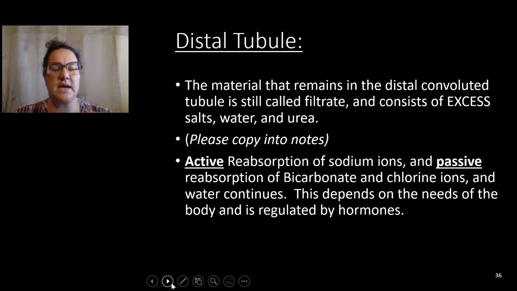Now, before the collecting duct, we have the distal tubule, which is where material that remains in the filtrate is now still excess salts, water, and urea that our body doesn't need to absorb. At this point, we can have active reabsorption of sodium ions, again, positive, and then passive reabsorption of bicarbonate and chlorine ions, and water is going to continue. But this depends on the need of the body and is regulated by hormones.